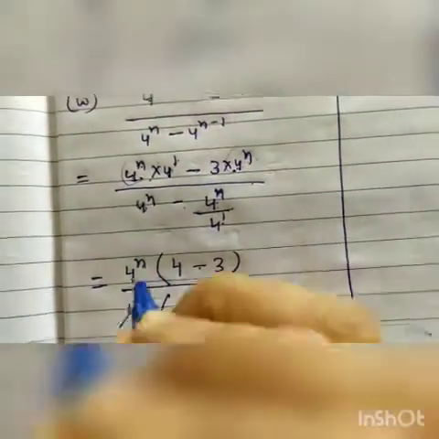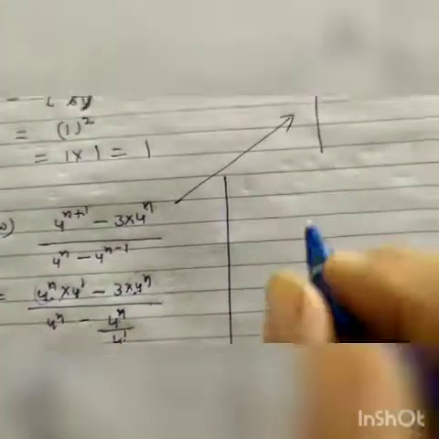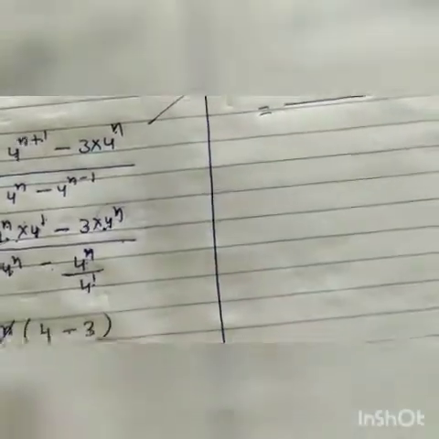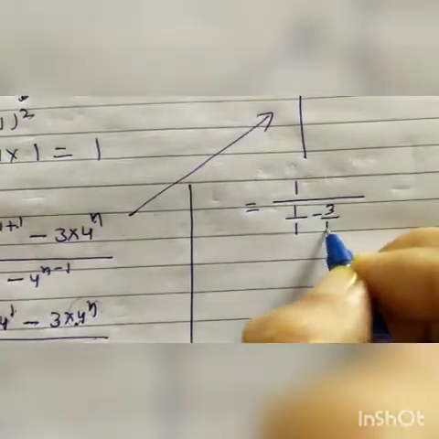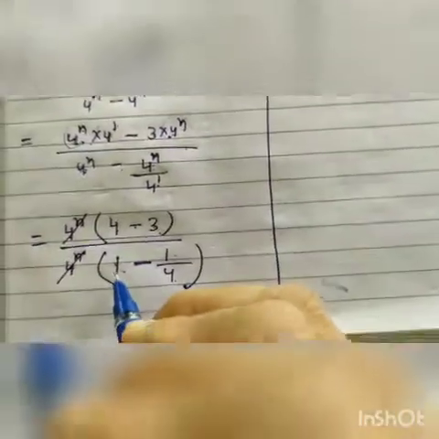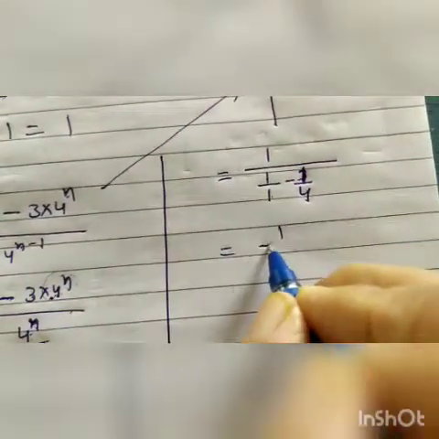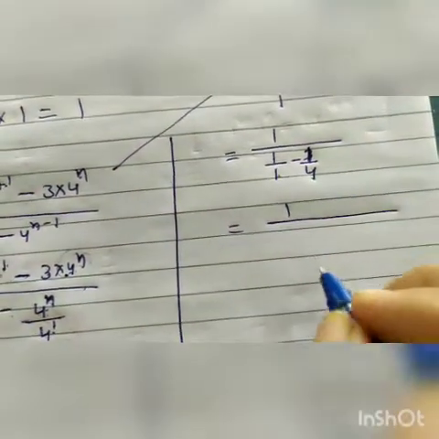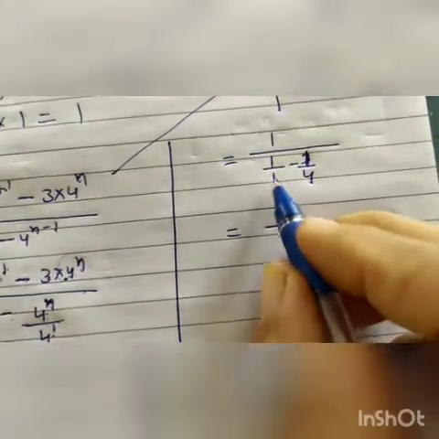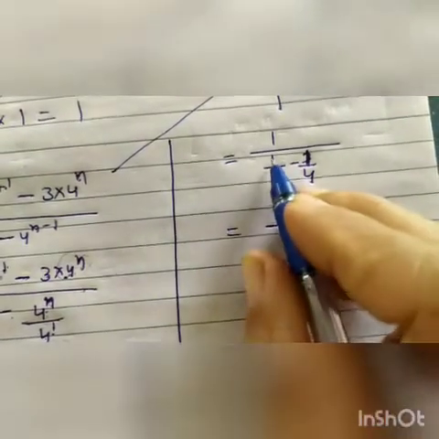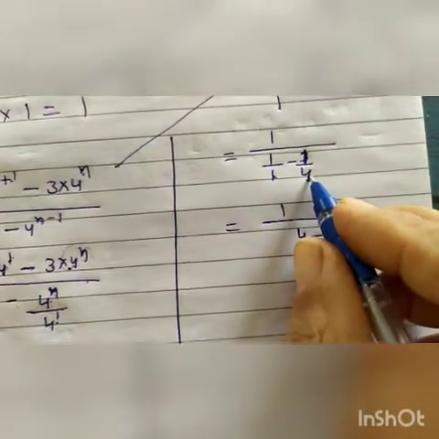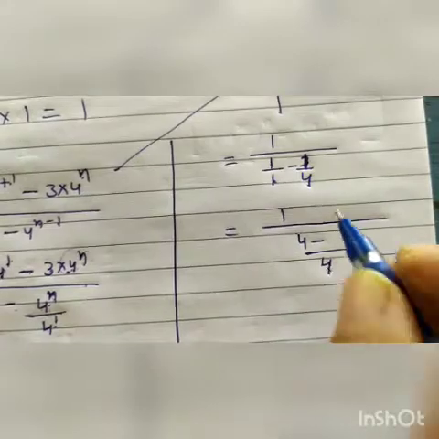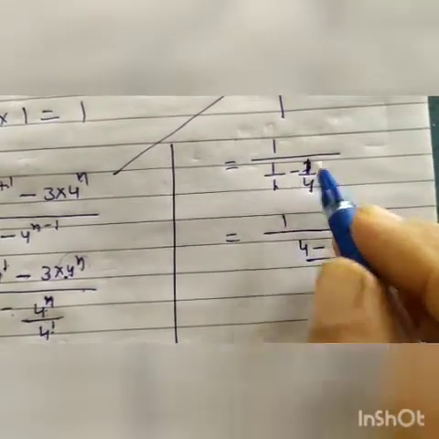Now 4 power n, 4 power n cancel. 4 minus 3 is equal 1 upon. Now this one can be written as 1 upon 1 minus 1 upon 4. Now LCM of 4 and 1 is 4. Divide this 4 by this 1. 1 4 ja 4. Multiply by 1. 4 1 ja 4. Minus. Divide this 4 by this 4. We get 1. When we divide this 4 by this 4, we get 1. Then 1 multiply 1. 1.